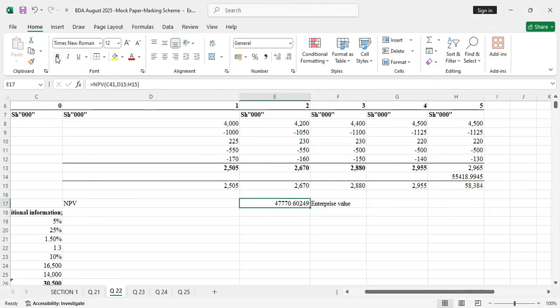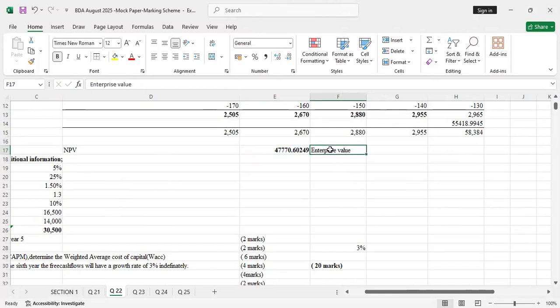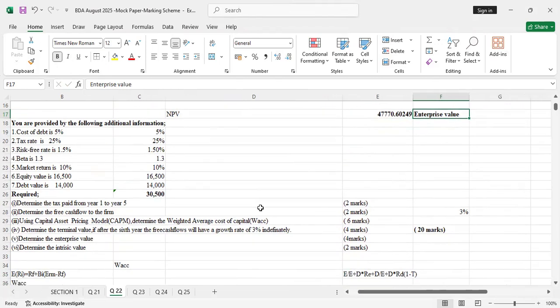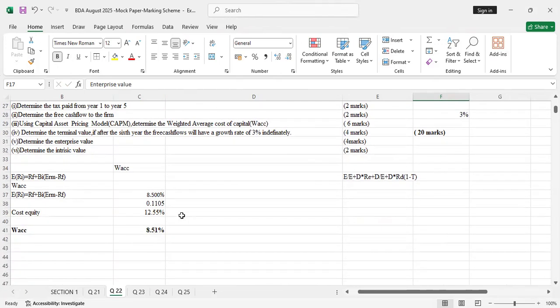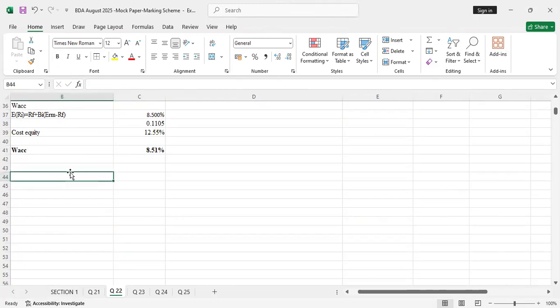You are done with that question. You have answered that enterprise value. So the next thing, I said that this was a correction, so I'll give you 3 marks for that. Determine the intrinsic value. So how do you determine the intrinsic value? The formula is always the enterprise value divided by the number of shares.